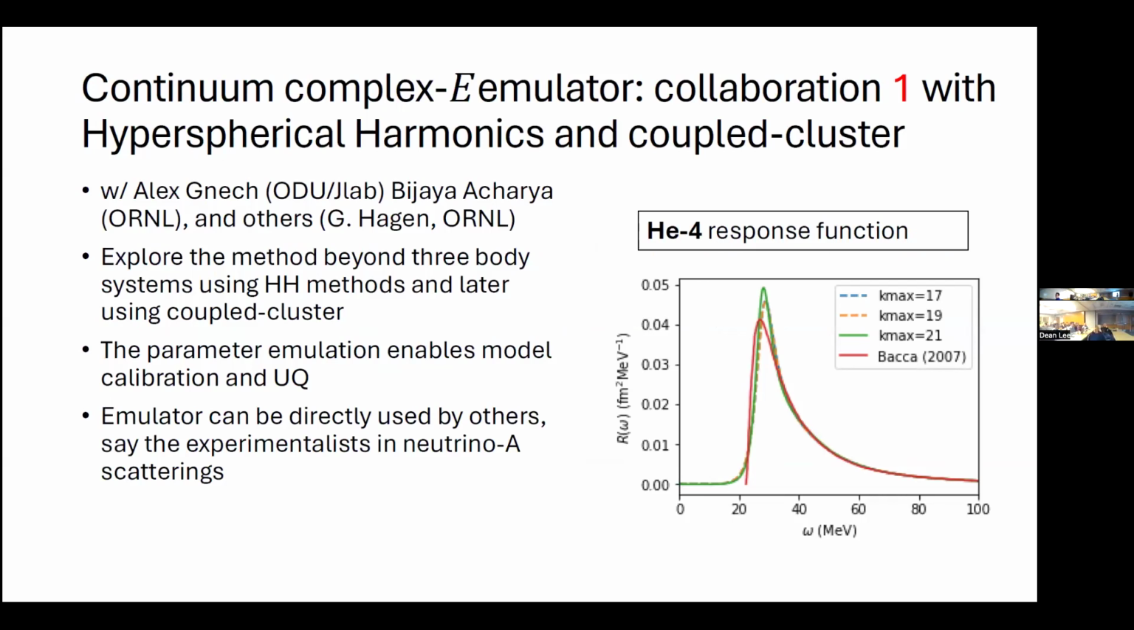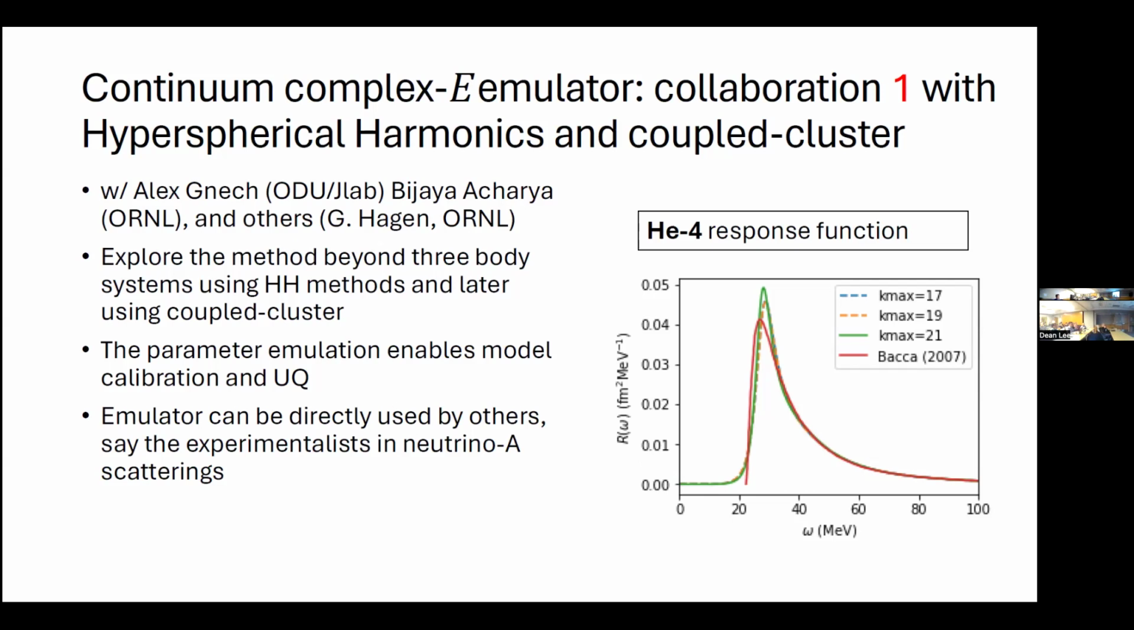With this group of people, Alex and Vijaya and others, we're trying to explore this idea with other methods, obviously the harmonic method, and later with coupled cluster. These are for response functions. Okay, very quickly, this is from LIT, and this is from our method. These are extrapolated. I'm trying to get something right near threshold, but it couldn't. The LIT is building that behavior by the analytic square root structure.